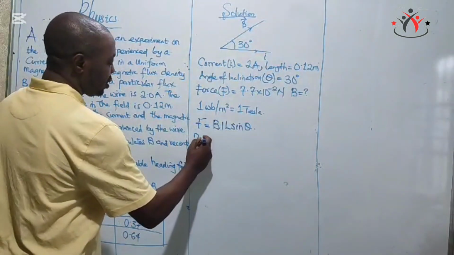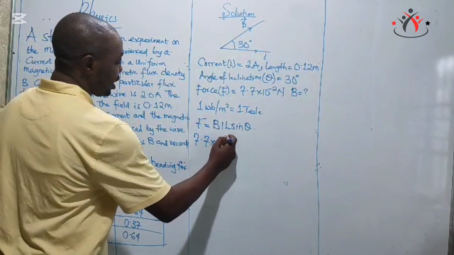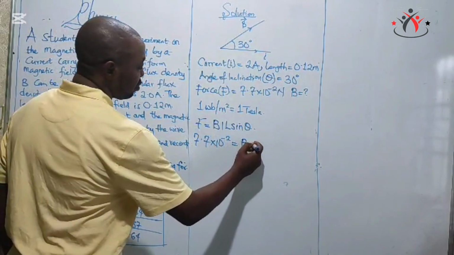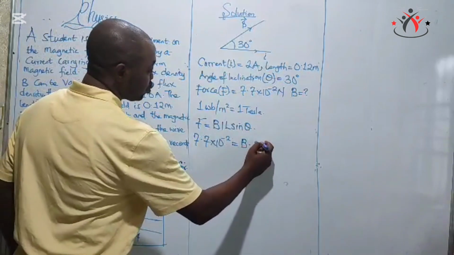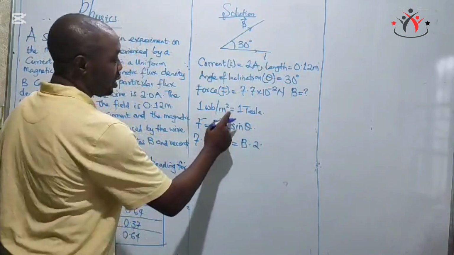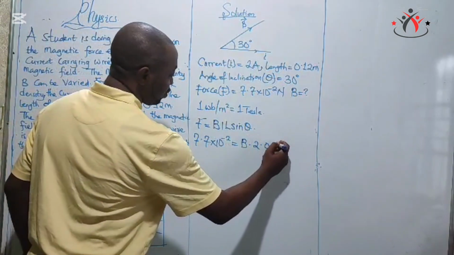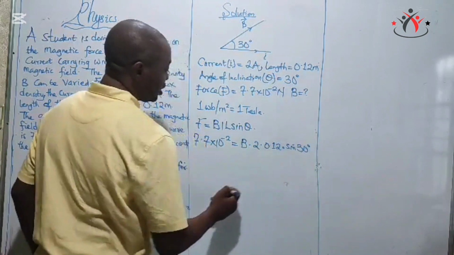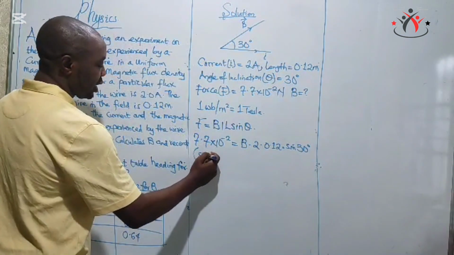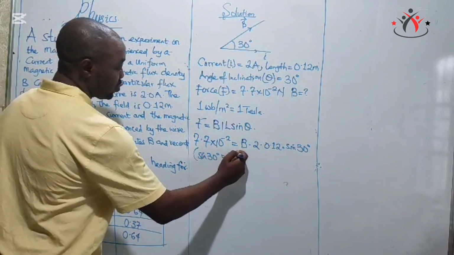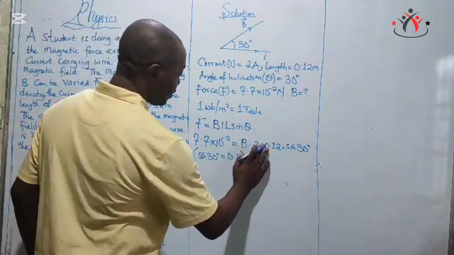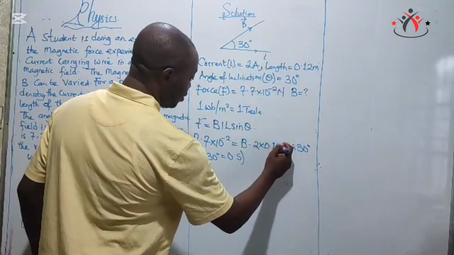So we have 7.7 times 10 raised to the power of negative 2 equals B multiplied by I, which is 2 amperes, multiplied by L, which is 0.12, then multiplied by sine 30 degrees. Now, this is important: sine 30 degrees is equal to 0.5.